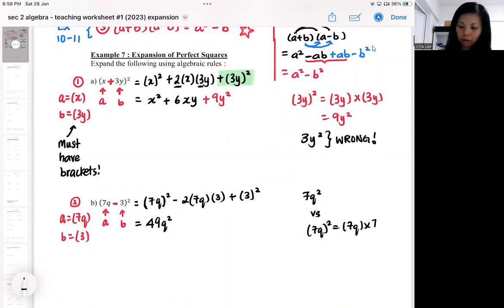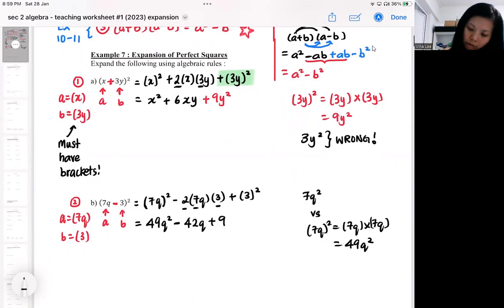So that's the difference between somebody who gives brackets and somebody who doesn't. Okay, so please be mindful. Then you punch your calculator: 2 times 7 times 3. So that's it. That will be how I use the formula.